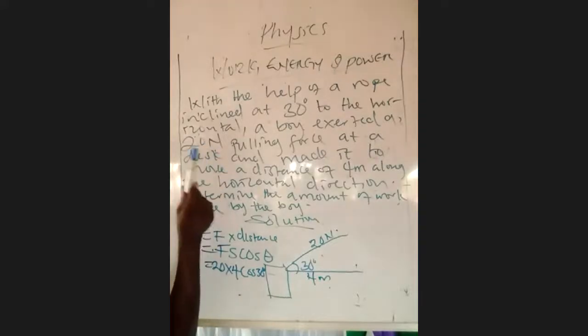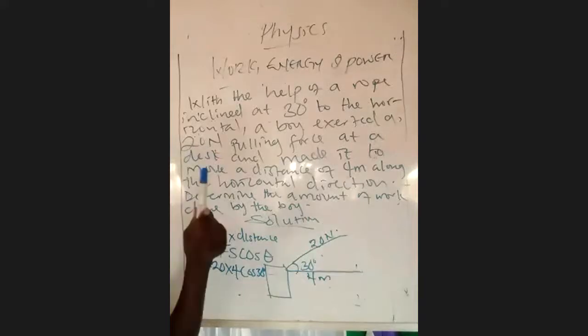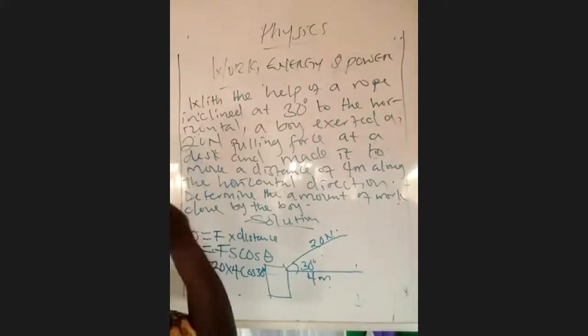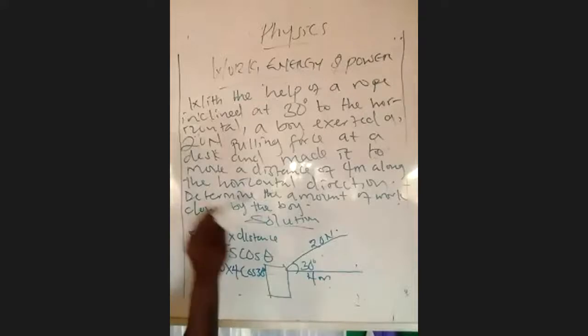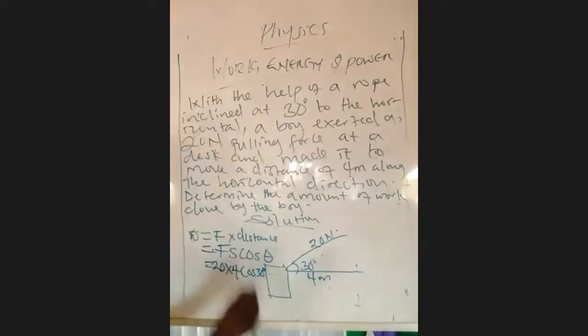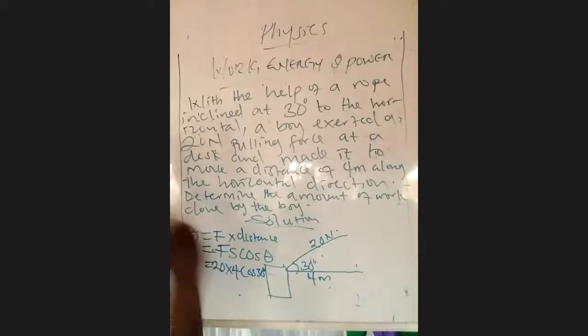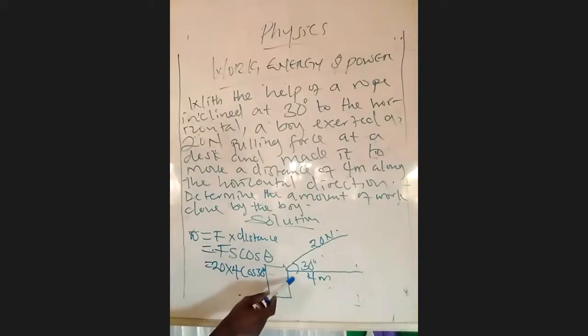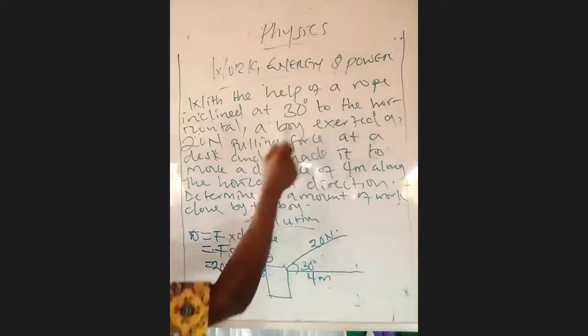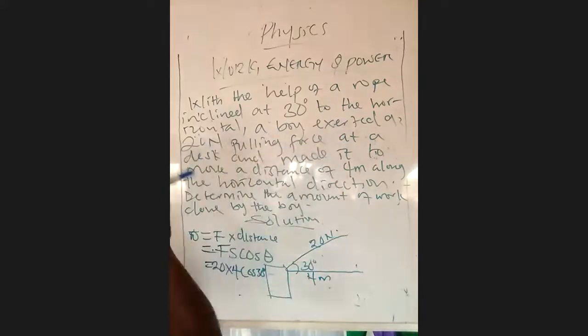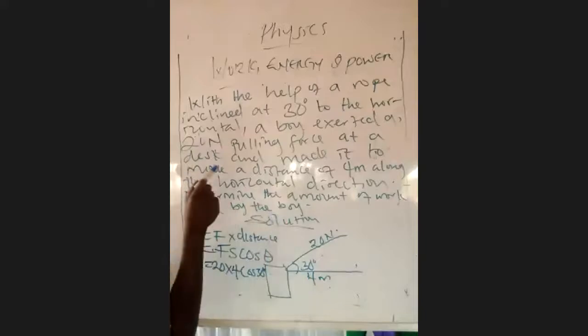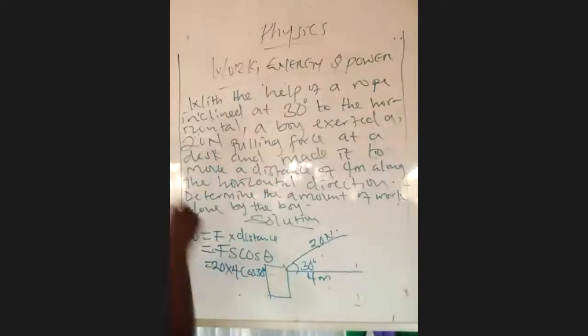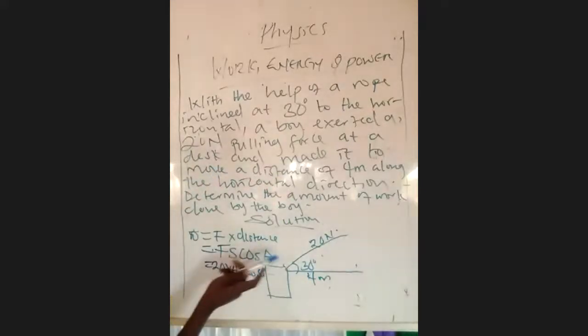The question is, with the help of a rope inclined at 30 degrees to the horizontal, a boy has exerted a 20 Newton pulling force on a desk and made it move a distance of 4 meters along the horizontal direction. Determine the amount of work done by the boy. And this is the diagrammatic representation. The rope is inclined at 30 degrees to the horizontal. Now the formula I'm going to use is F s cos theta.